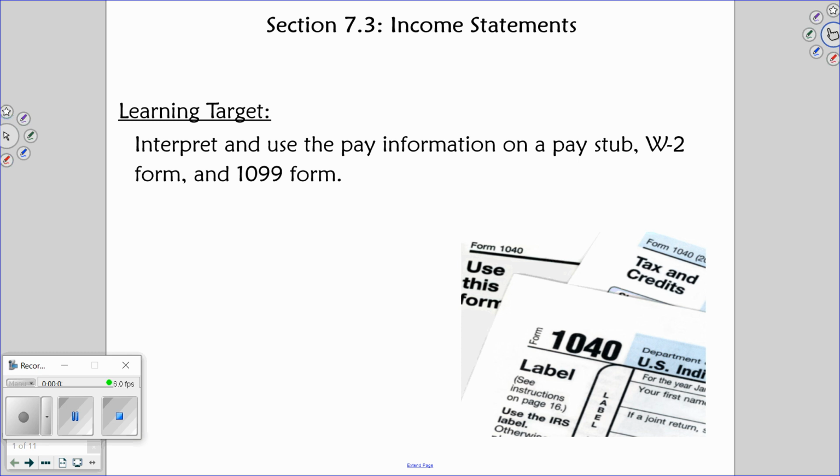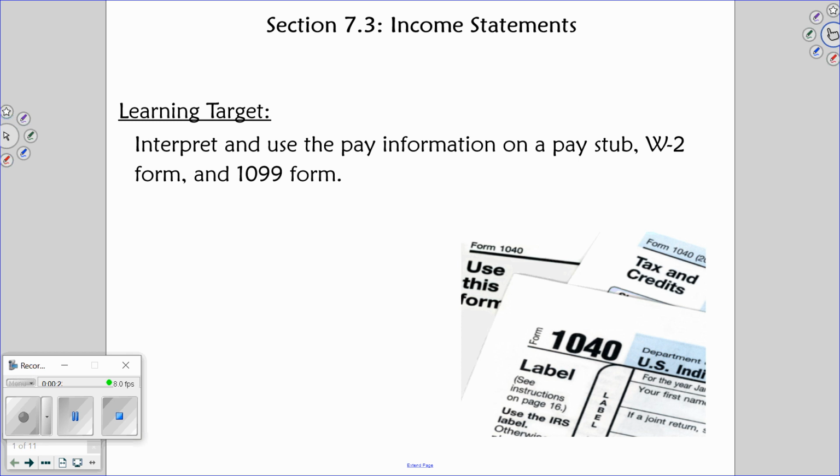All right, guys. Looking at the next section, we're skipping 7.2 and going to 7.3. This one's all about different income statements. So some of you, how many of you have had tax returns like W-2s and all that stuff sent to you from working jobs? Okay, some of you have. All right, so some of it might look familiar.